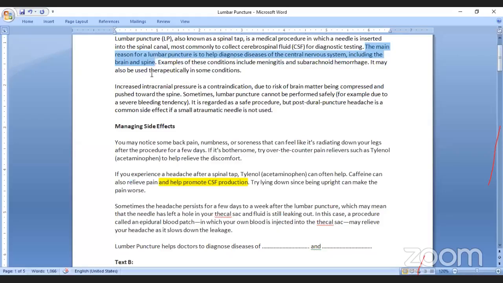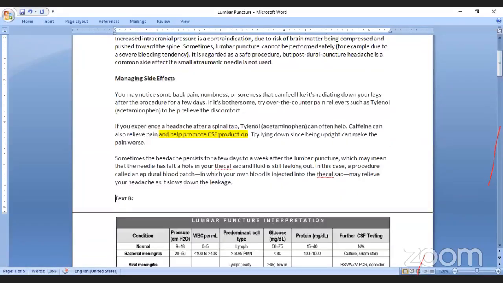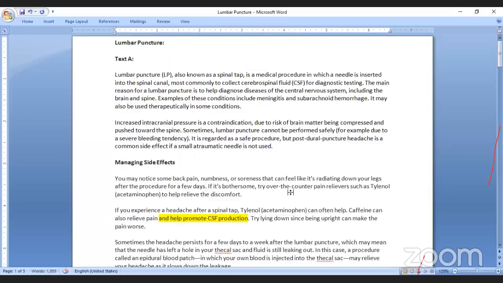So the main reason of lumbar puncture is to help diagnose diseases of the central nervous system, including the brain and spine. Okay. Lumbar puncture helps doctors to diagnose the diseases of the brain and spine. So the answer is brain and spine.